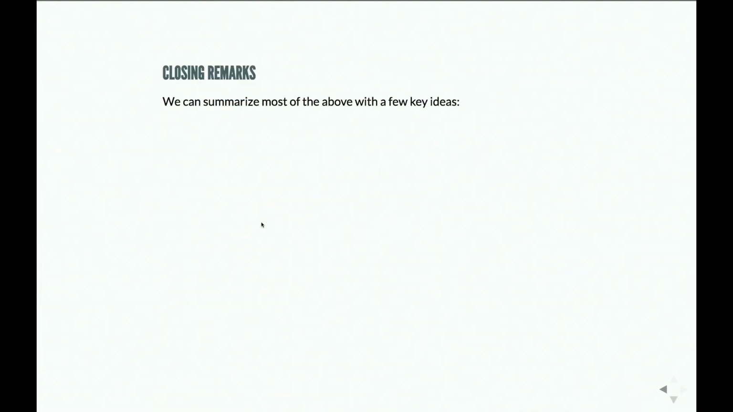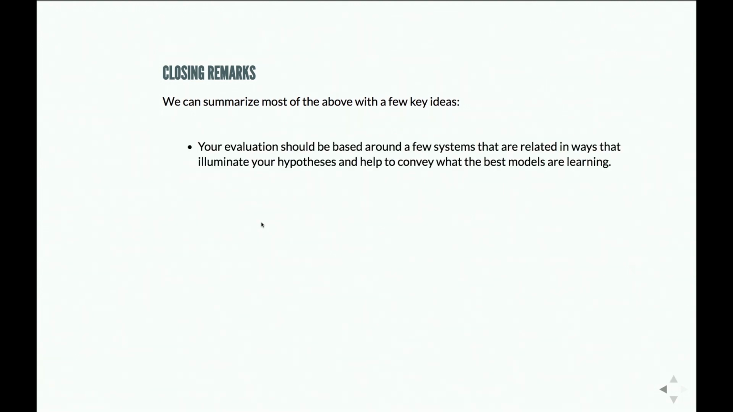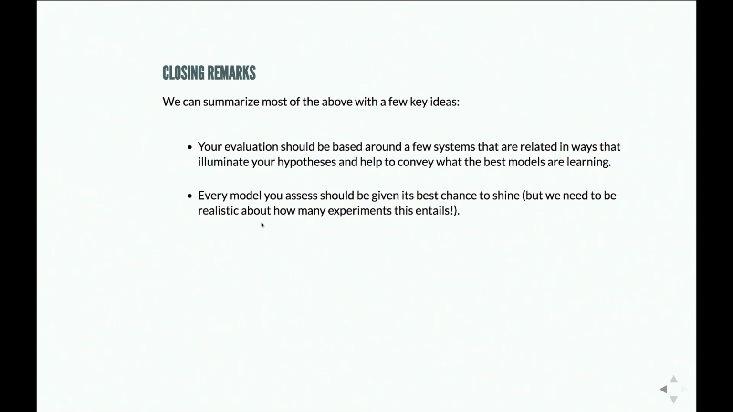So let's wrap this up. I think I can summarize everything that we did last time and this time with a few things here. Your evaluation should be based around a few systems that are related in ways that illuminate your hypotheses and help to convey what the best models are learning. That's the baseline stuff that we talked about. Every model you assess should be given its best chance to shine, right? That's hyperparameter tuning and all of that stuff, trying to make the strong argument in this way. And then the pragmatic note: we need to be realistic about how many experiments we can actually afford to run. Afford in terms of dollars or time or resources.